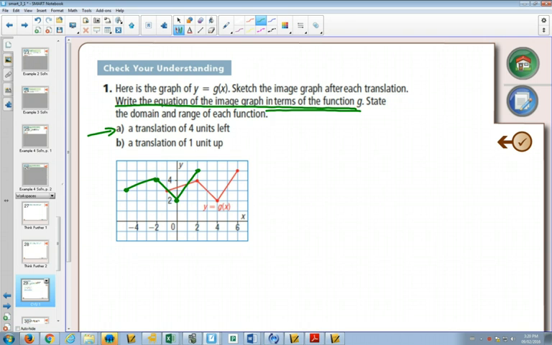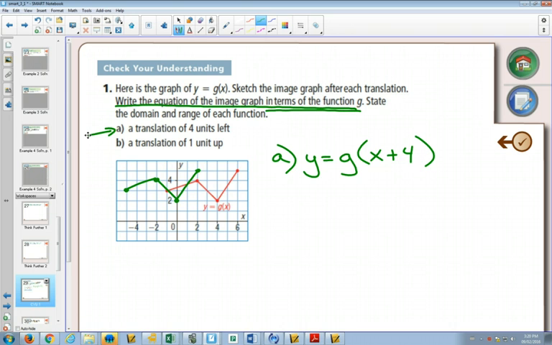Now, as far as writing that equation in terms of g, moving left and right, is that inside the function or outside of the function? Inside of the function. So the equation for our green graph is going to have something happen inside of the function. We moved it 4 to the left. We would show that by writing x plus 4. And what we did is we wrote our new equation in terms of g because we have our old function g there. And we're just saying we're taking our function g and moving it 4 to the left. And that's what we did to draw our green graph.